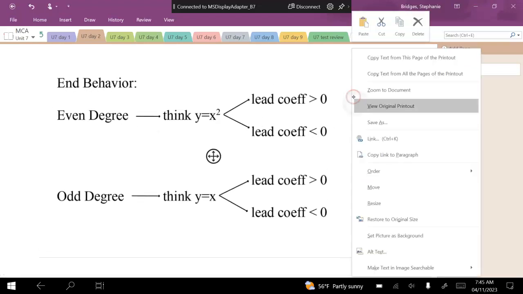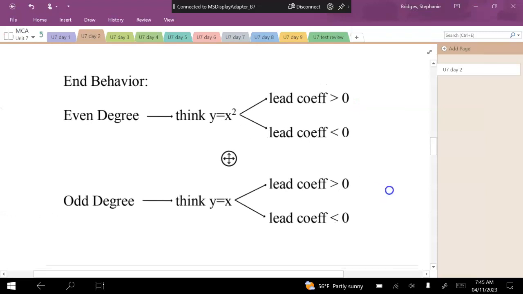Make it a little bit bigger for you. Try to. Whoa, too big. There we go.